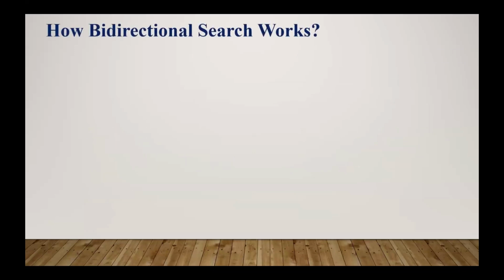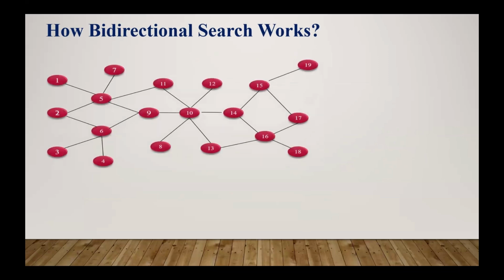Next, we have to understand how the bidirectional search algorithm works. For example, this graph is given. We have to perform the searching operation, that is, reach any goal node. So what are the steps to follow? First is the initial startup, that is, two search processes start simultaneously, one from the initial node to the goal, another from the goal to the initial.